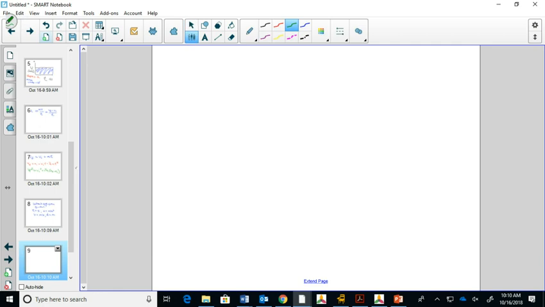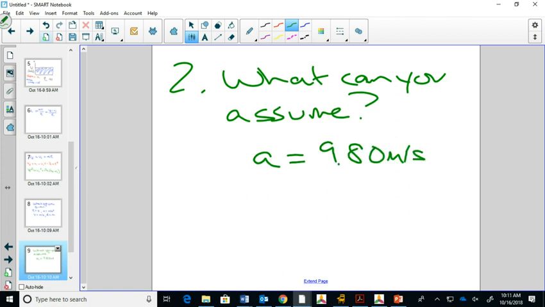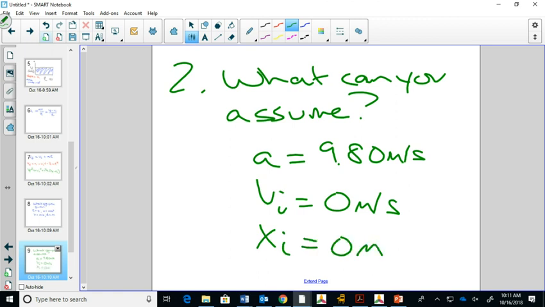Number two, what can you assume? In other words, is this acceleration happening on the planet Earth? Which most of our problems do. If it does, you can know that acceleration is 9.80 meters per second squared, right? Most of the time, VI is going to be 0, right? And XI is going to be 0. Most of the time. Not all the time, but much of the time. If they don't tell you about it, they're assuming it's going to be 0.